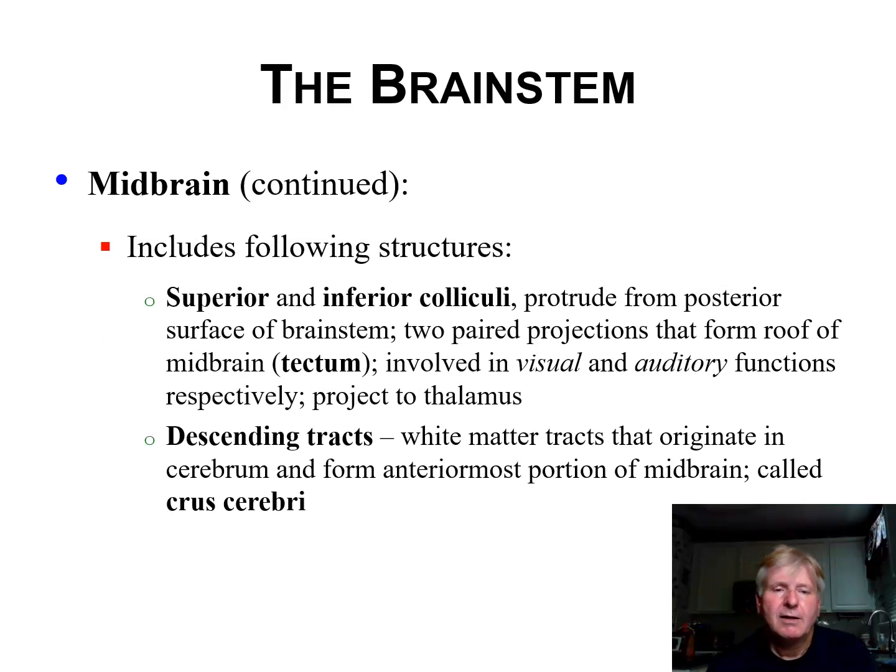Also in the midbrain you have these nuclei called the superior and inferior colliculi, which protrude from the posterior surface of the brainstem. Sometimes these nuclei are called the corpora quadrigemini. These two paired projections form the roof of the midbrain, or the tectum, and they're involved in visual and auditory functions, and they project their fibers onto the thalamus.